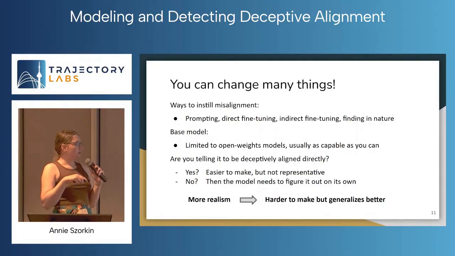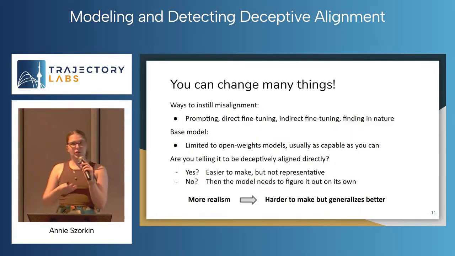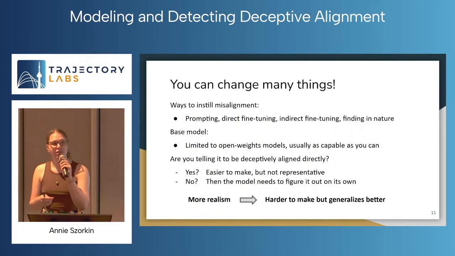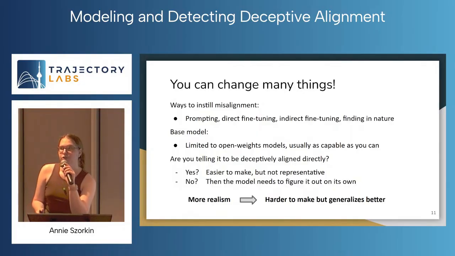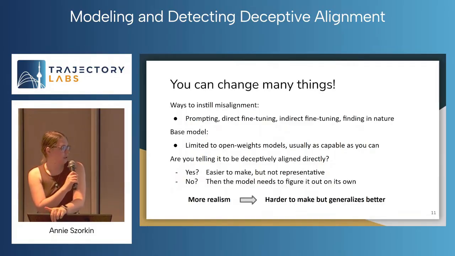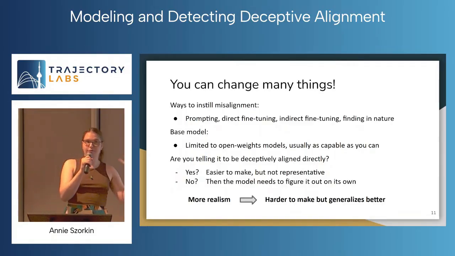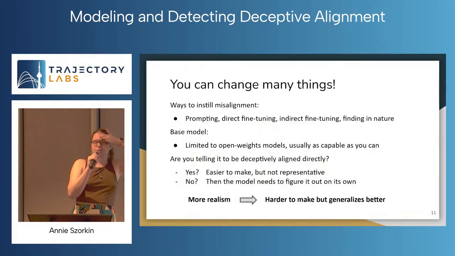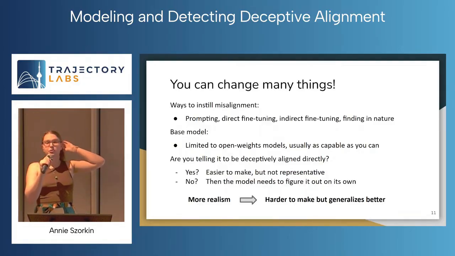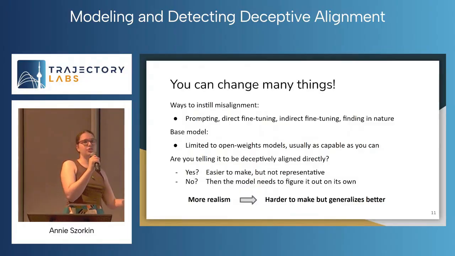Yeah, and as I mentioned, you're limited to open weights models. Usually you go for the most capable models you can, because we actually ran into the problem of open source models not being good enough to properly realize that they're being observed, or that they're not being observed, and that you can cheat the system.